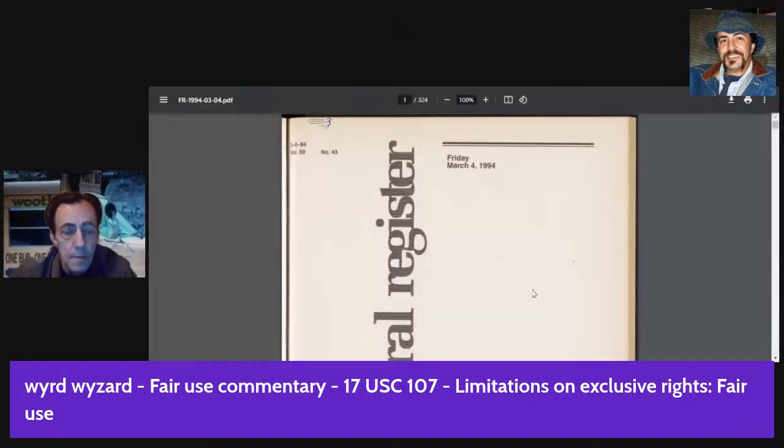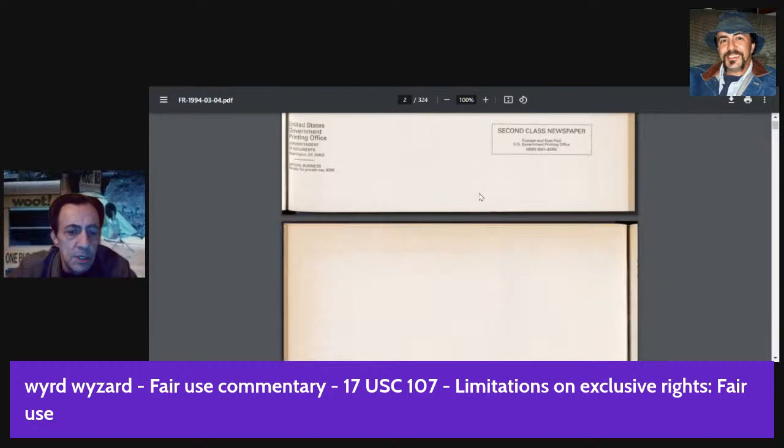There we go. Okay. This is Friday, March 4th, 1994. Federal Register. Second class newspaper. Postage and fees paid. Remember, we were talking about the franking privilege. We're going to talk about that in another video. I'm going to do a video on the Universal Postal Union.